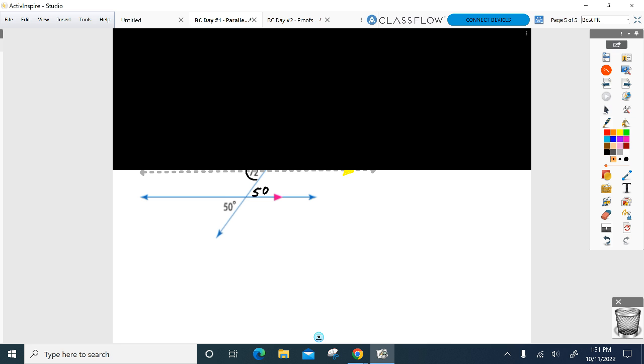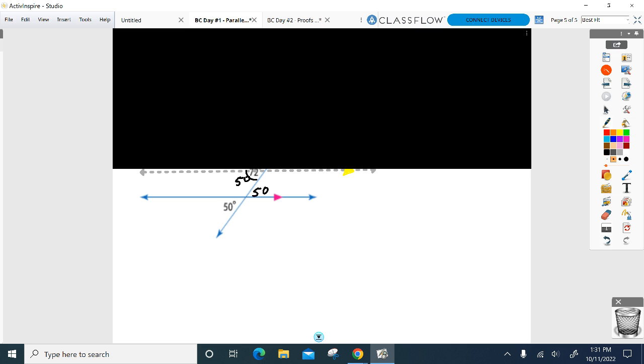What about that angle? What type of angles are the 50 I just wrote down and that one I just marked there? Look where they are. Inside or outside? Inside. Same side or alternate side? So those are alternate interior, correct? Supplementary or congruent? Congruent. So this angle is 50. Everyone see why? They're alternate interior, so they're congruent.